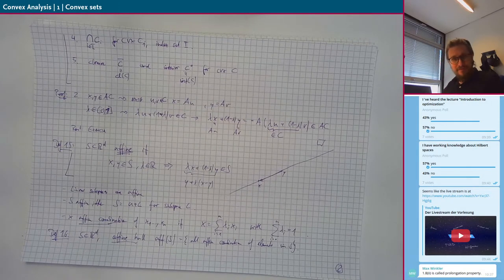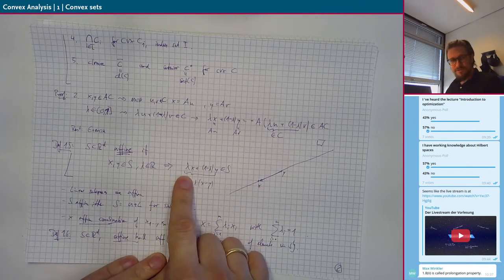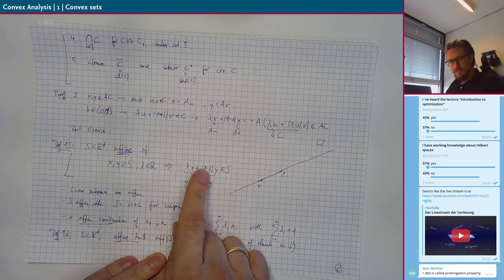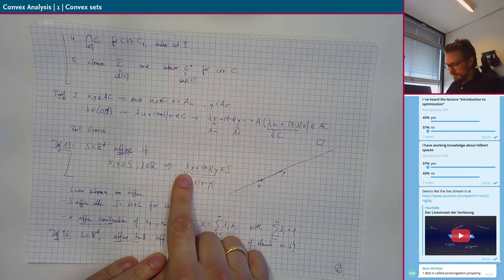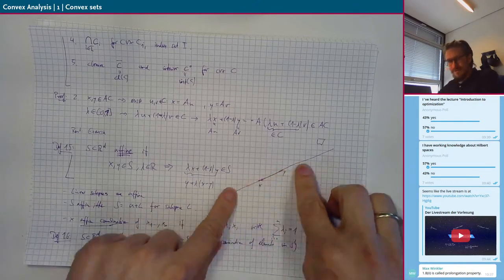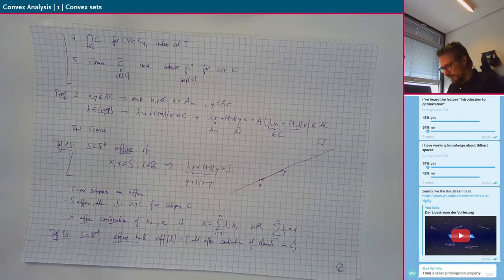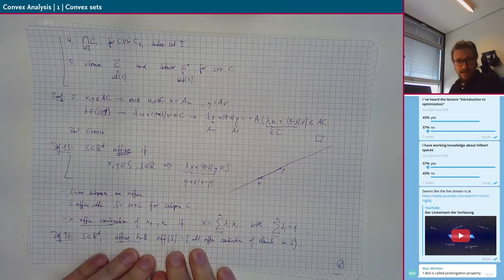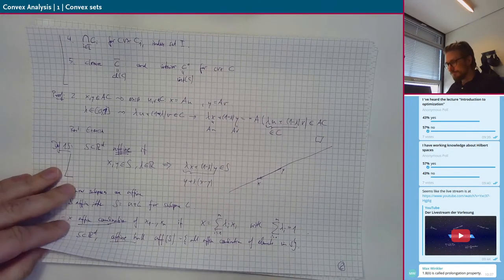We have the notion of affine set, which comes from the notion of affine combination, which is just dropping the sign condition that the coefficients should be non-negative. If you drop that, you get affine space, so you extend convex sets beyond, in the other directions. We also have an affine hull, which is the smallest affine set which contains the set we're talking about.